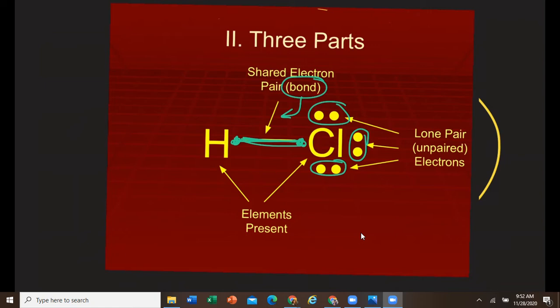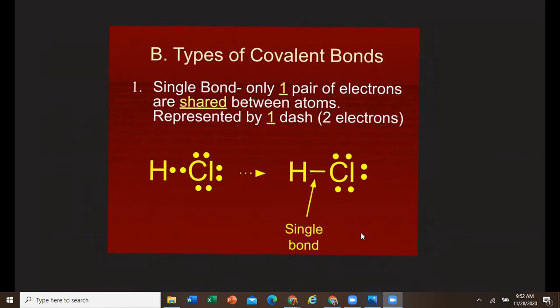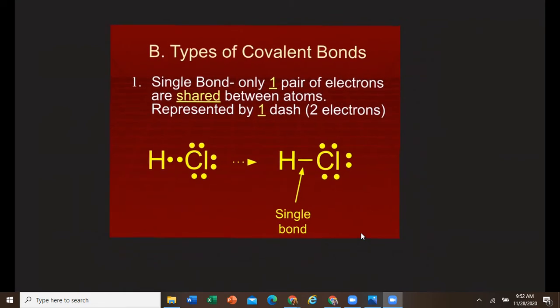Key to bonding things, you want to spread everything out. And then you have your elements that we're representing with our chemical symbols. All right, next we have different types of covalent bonds. So we have 3 different types, and they're pretty simple to learn. So we have single bond, which is only 1 line.